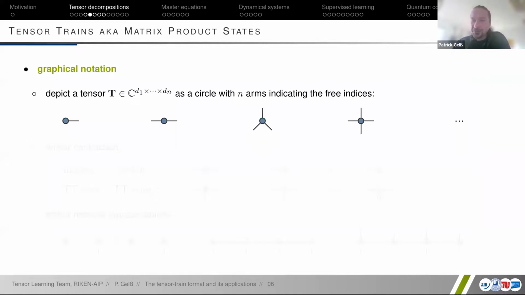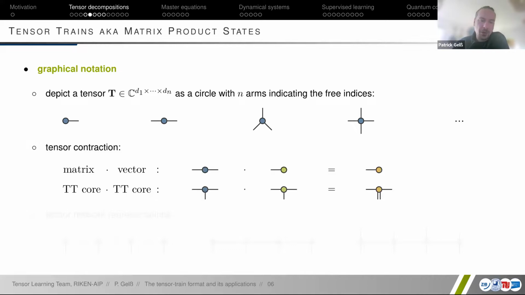So this is graphical notation. If you want to work with high-dimensional tensors, this graphical notation can really facilitate the work, the expression, the construction, and the contraction of tensors. We have a very simple notation. We depict every tensor by a circle, and then we add n different arms, which indicate the indices for an n-order tensor. So we have a vector, a matrix, an order 3 tensor, an order 4 tensor, and so on.